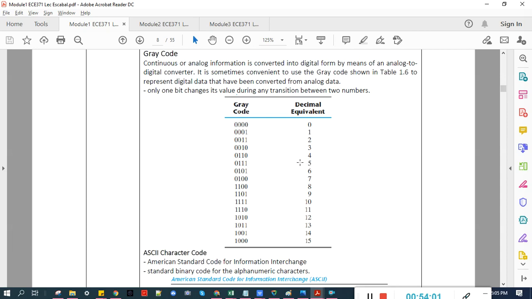For example, 0111 to 0101. Only the second bit changes from 1 to 0. For example, from 11 to 12, 1110 changes to 1111.